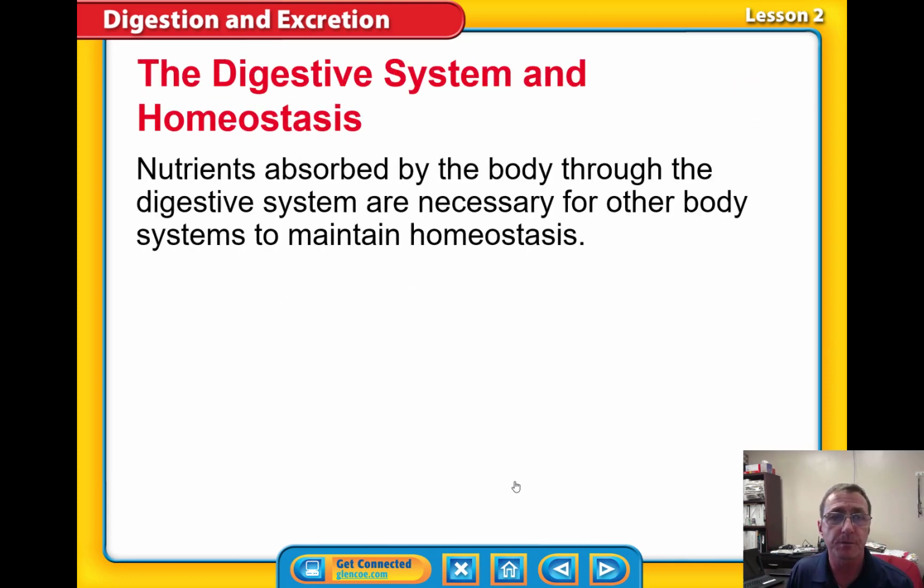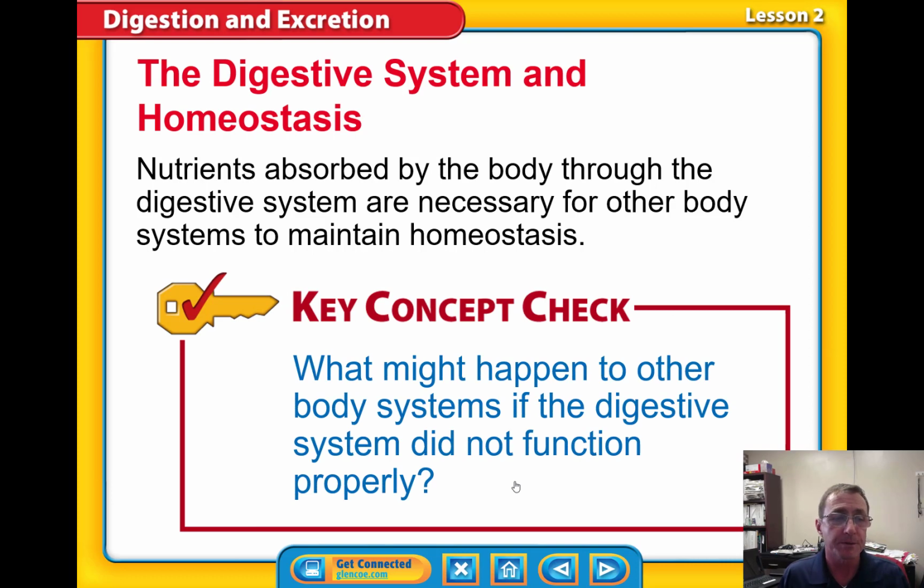All right, nutrients absorbed by the body through the digestive system are necessary for other body systems to maintain what we've called homeostasis, or just a steady state of survival and living. What might happen to other body systems if the digestive system did not function properly? This is worth thinking about all kinds of different ways and could lead to some awesome wonder questions. Like, I wonder how long people can go without eating before something permanently bad happens, right? That's a great question. What systems break down first?